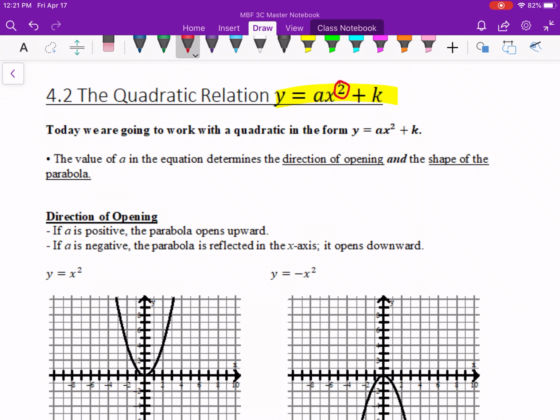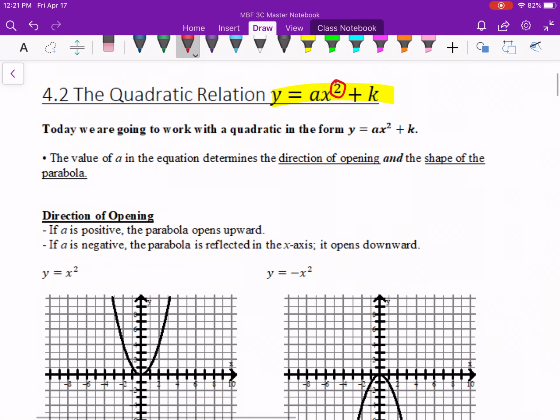And let's just start by talking about a. The value of a in an equation determines two things, actually. It determines the direction of opening, and it determines the shape of the parabola. Now that requires a bit more explanation. The shape of a parabola is always U-shaped, either facing up or down. So what does it mean, shape of a parabola? Well, what it means is, has it been stretched or compressed?